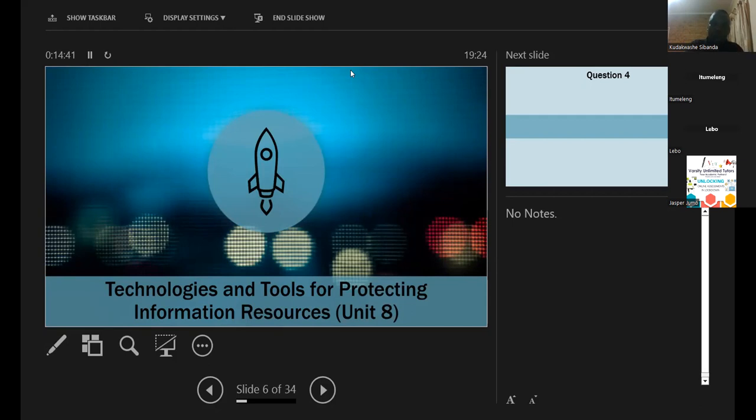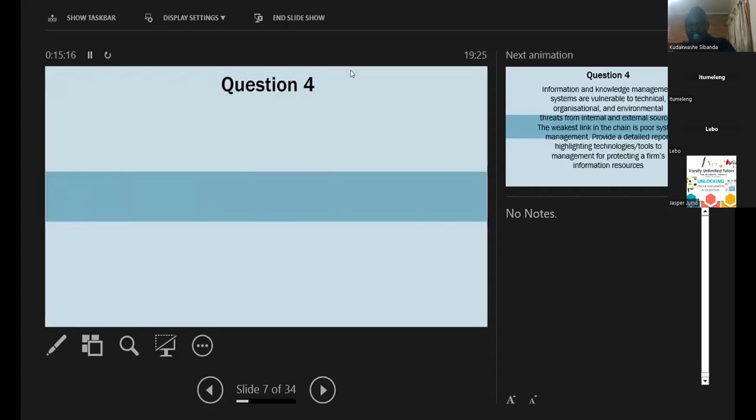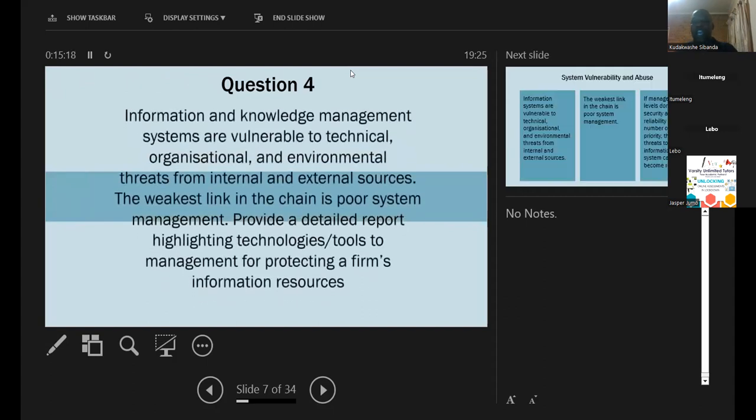So now let's look at one unit so that you can have an idea of what to expect in this module. Unit 8, we were talking about technologies and tools for protecting information resources. Remember, we are living in a time where there are hackers, there are viruses. So we need to understand the technologies and tools that an organization can use in protecting the information resources or the information systems that they have.